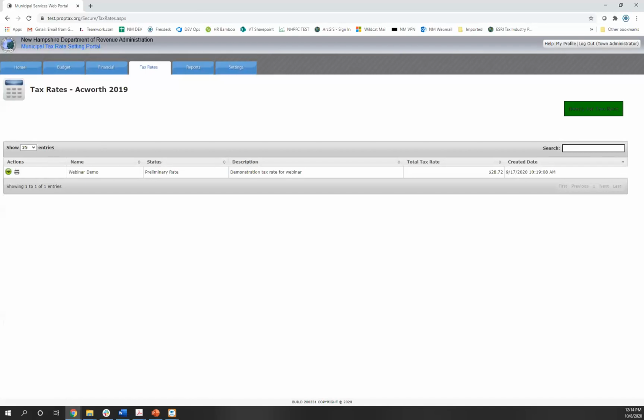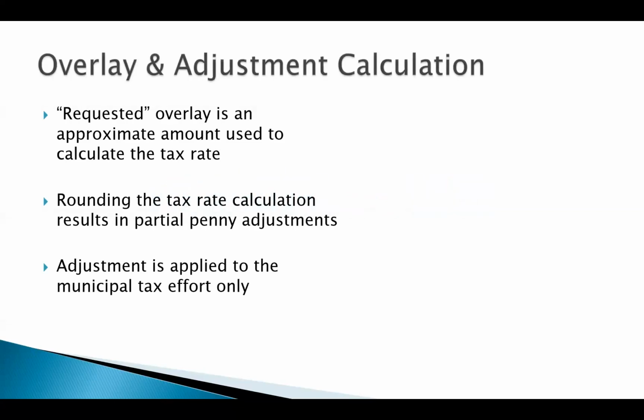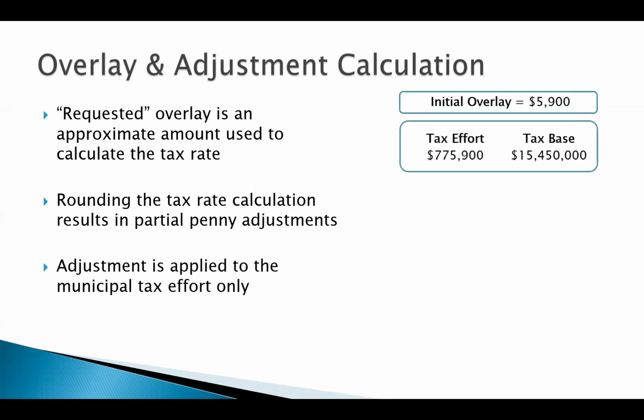And I'm going to go back over to the PowerPoint here, and let's take a look at a little bit more of the details of the overlay. So you'll notice that you get a requested overlay, and then there's a final overlay. So the overlay is what is adjusted to account for that rounding of the tax rate. So let's just take a look at how that math actually works. So say we have an initial overlay of $5,900, and we have a tax effort of $775,900 and a tax base of $15.45 million.